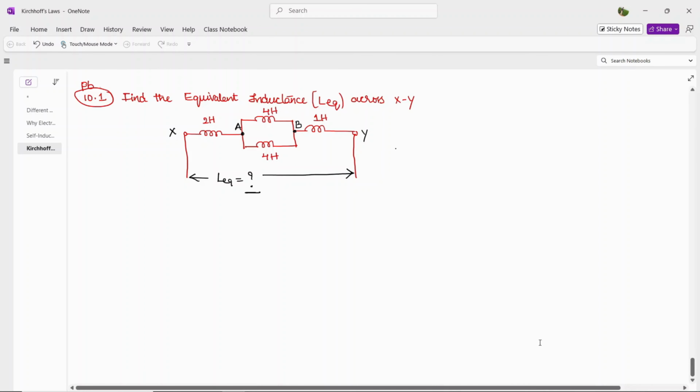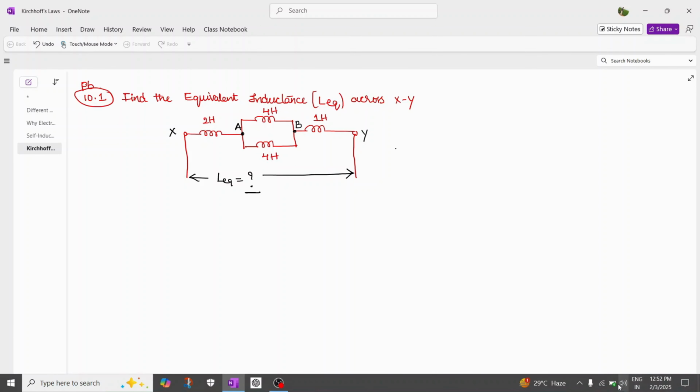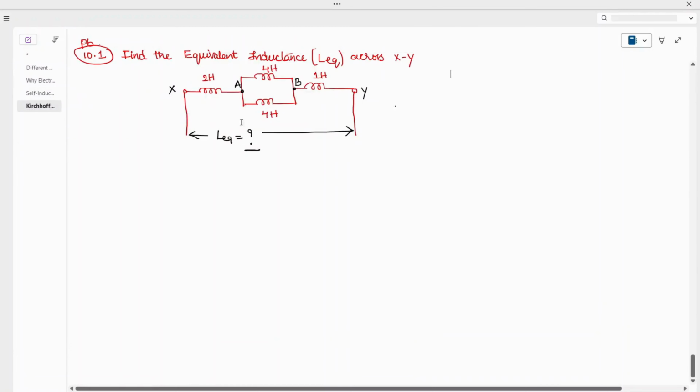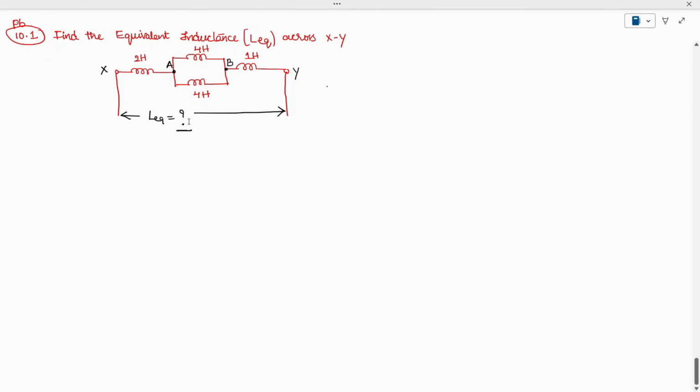Today we are going to find the equivalent inductance for the given problem. The question asked is to find the equivalent inductance across X and Y. Here you can see a 2 Henry inductor, a 4 Henry inductor, another 4 Henry inductor, and a 1 Henry inductor is given. So we need to find out the resultant.